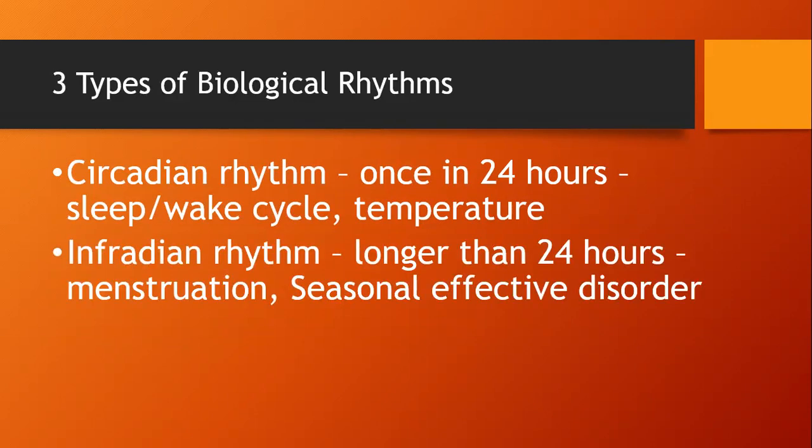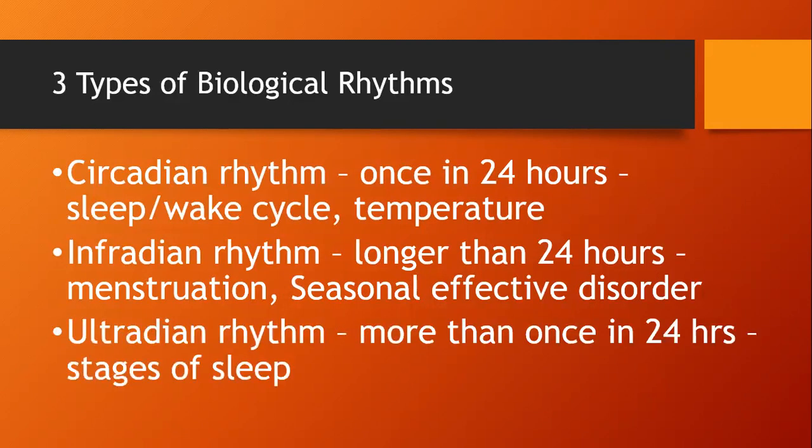Infradian rhythms, this is a rhythm that takes longer than 24 hours. It could be days, weeks, months. Menstruation, a female's period, takes approximately 28 days, so that's longer than 24 hours. Seasonal affective disorder, right? This in itself can take months, you know, when winter comes along. The person can go into depression because of the darkness and the shorter days, but in summertime they're fine.